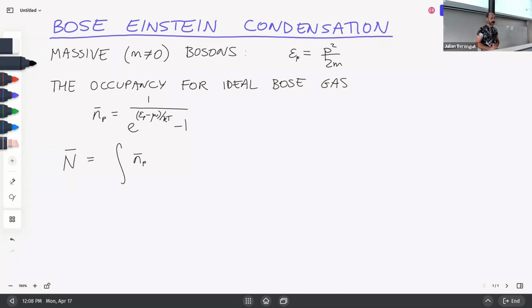I've got to put in a degeneracy factor g. Give me 1 second and I'll get back to the degeneracy factor. And then I need a density of states for a three-dimensional box. And remember, this is the formula that you need to remember. It's the standard one.